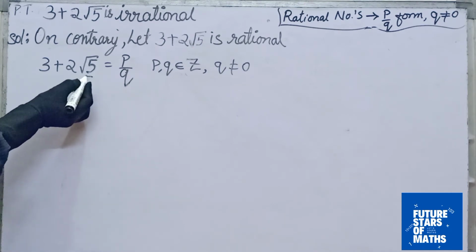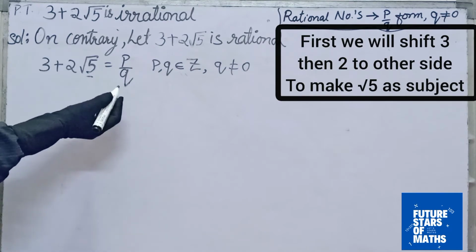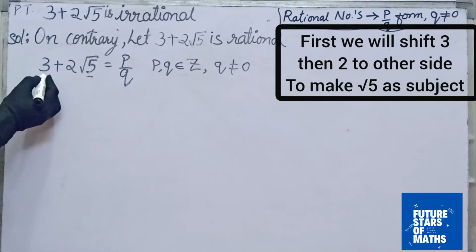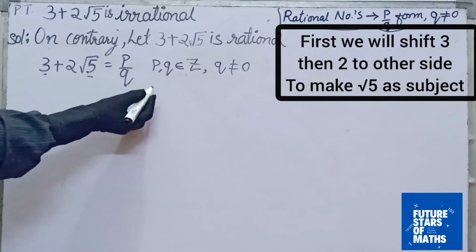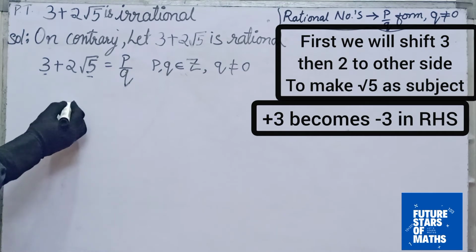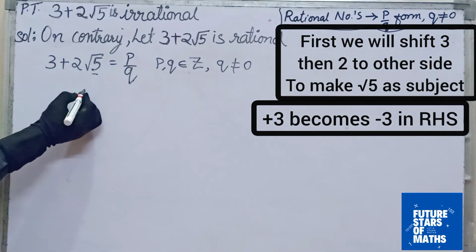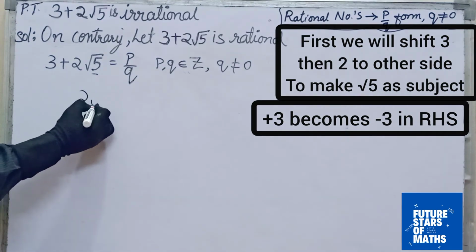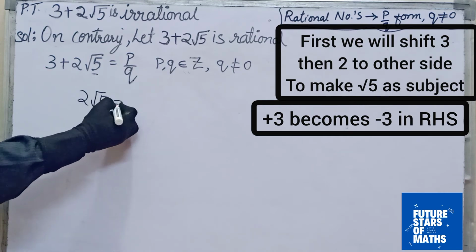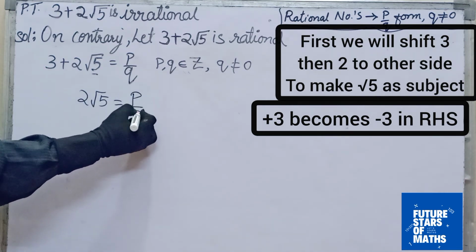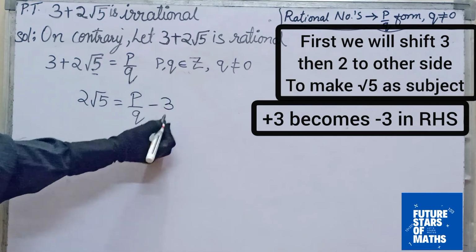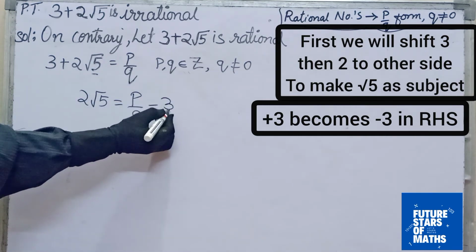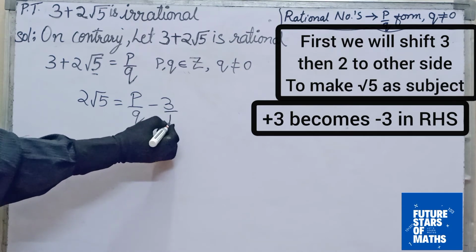The other things we should shift to the RHS. First we will shift 3 because it is very far from root 5. So this plus 3, when it goes to the RHS, will become minus 3. So 2 root 5 is equal to p by q minus 3. Again here we have a fraction and a number. So this will be written as 3 by 1.